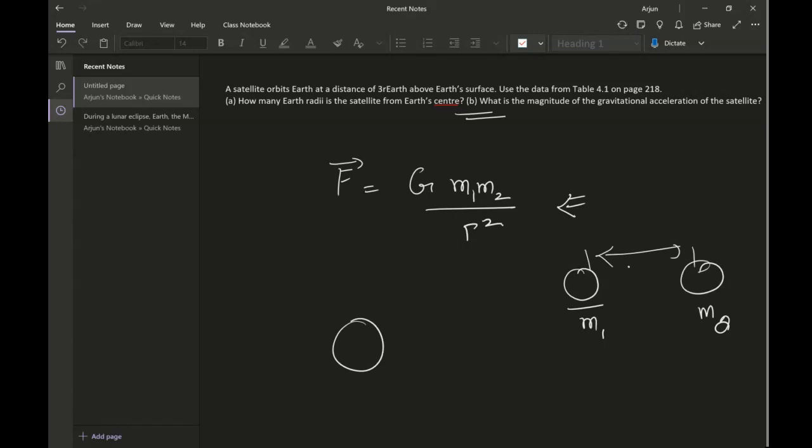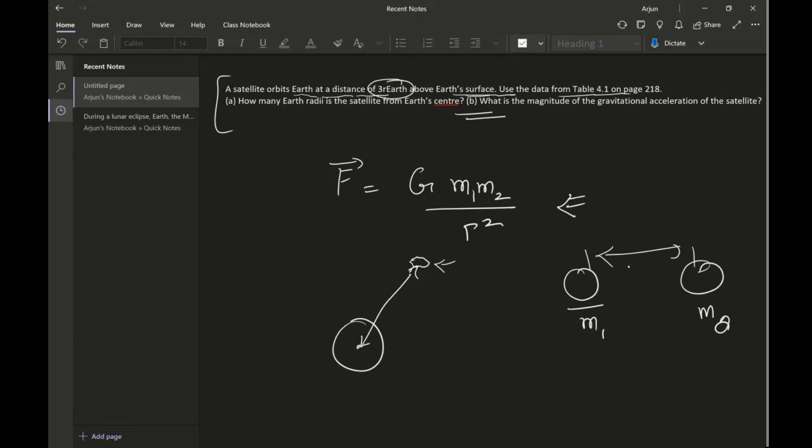Now if there is one body and there is another body down here, like a satellite which is at a distance from the earth's surface, and we wanted to find out how much is the gravitational pull on this satellite. So example, this question. In this question we are given that the satellite orbits earth at a distance of 3r earth from the earth's surface.